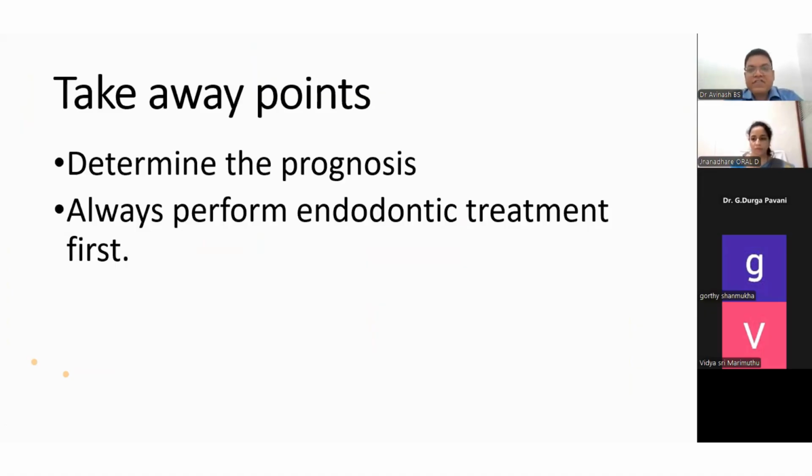So at the end of each section, I'll be mentioning a few takeaway points. For endoperio lesions, what you need to look at is first determine the prognosis and then decide whether treatment is actually required or not. And then if at all you feel the tooth can be saved, then always perform endodontic treatment first. This is the takeaway point for this section.